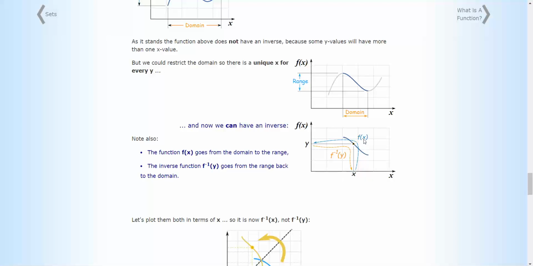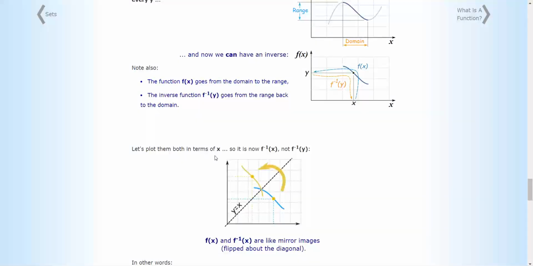So the function takes you from the domain, from the x's here to the y's. The inverse goes from f inverse of y, the range, to the domain. It takes you from here to here, while the original one takes you on the blue line. This one is the yellow line. Inverse. Let's plot them both in terms of x.